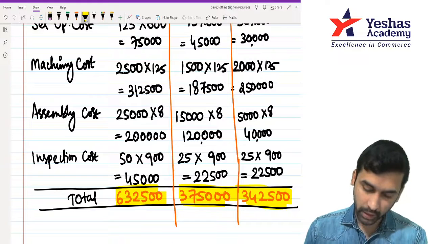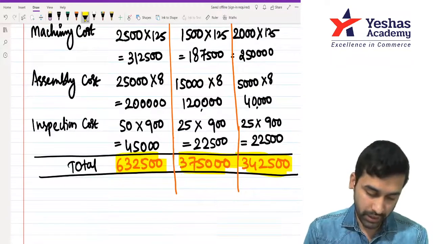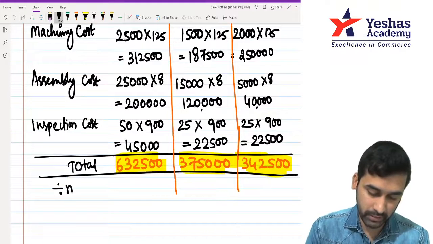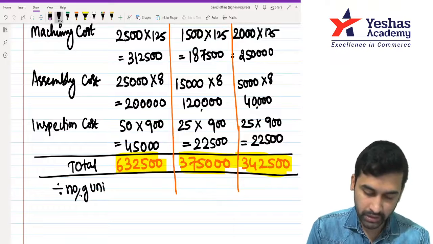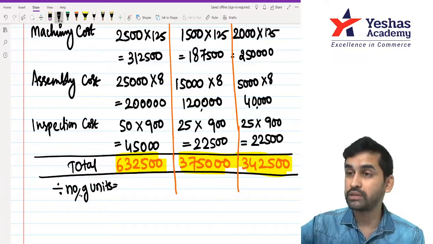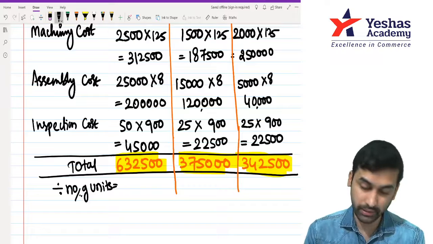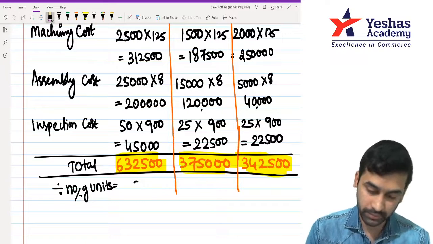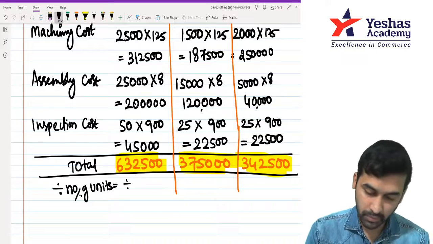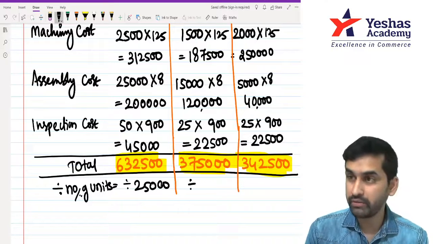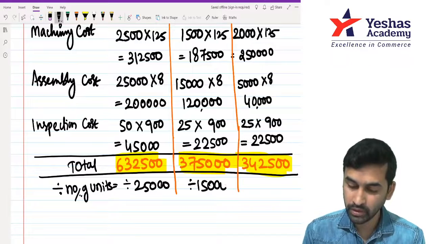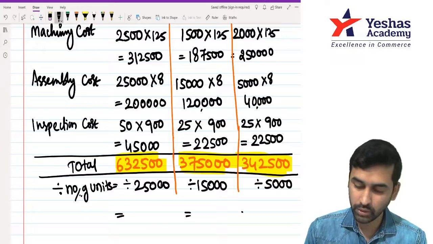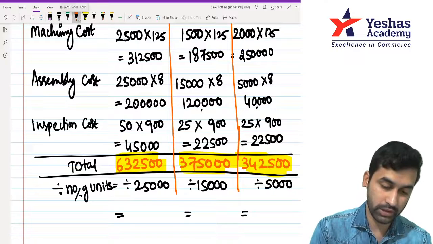Chalo. Now this is total, but you need per unit, correct? How to do per unit? Divide this by number of units. Sir, where is number of units? Given in the first table of the question. 25,000. This should be divided by 25,000. This should be divided by 15,000. This should be divided by 5,000. If you do that, you will get overhead cost per unit.